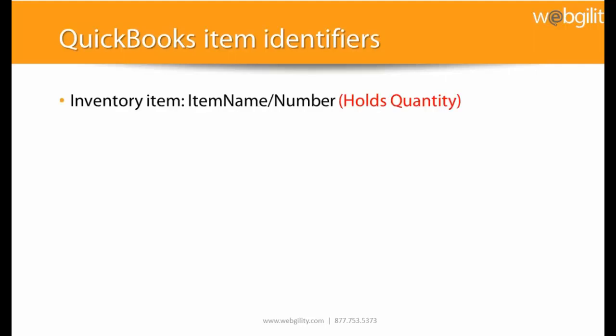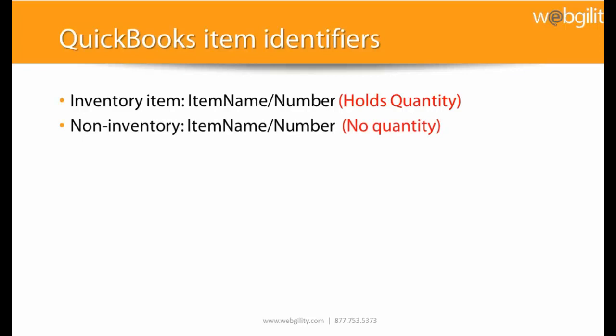This is with financials. I'm going to get to point of sale on the next slide. The way QuickBooks identifies an item is an alphanumeric field called item name and number. If you're creating an inventory item, that inventory is holding quantity. Same with a non-inventory item. A non-inventory item holds no quantity, so there's no inventory asset associated with that.